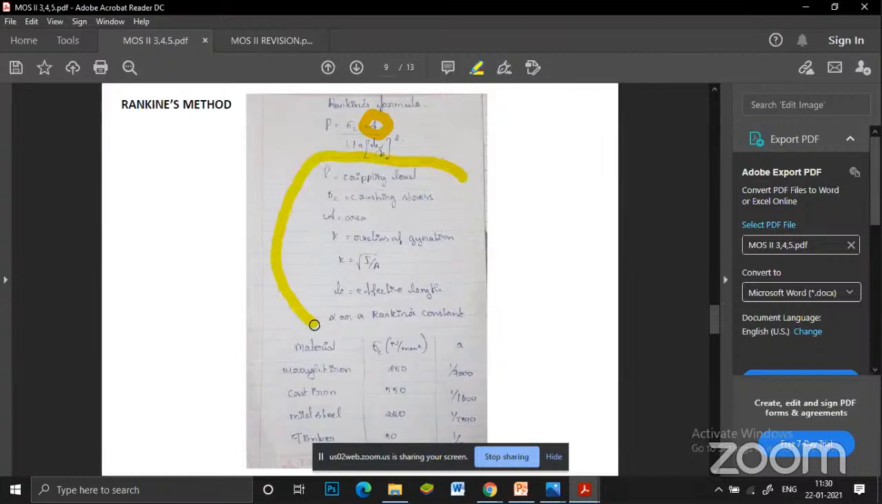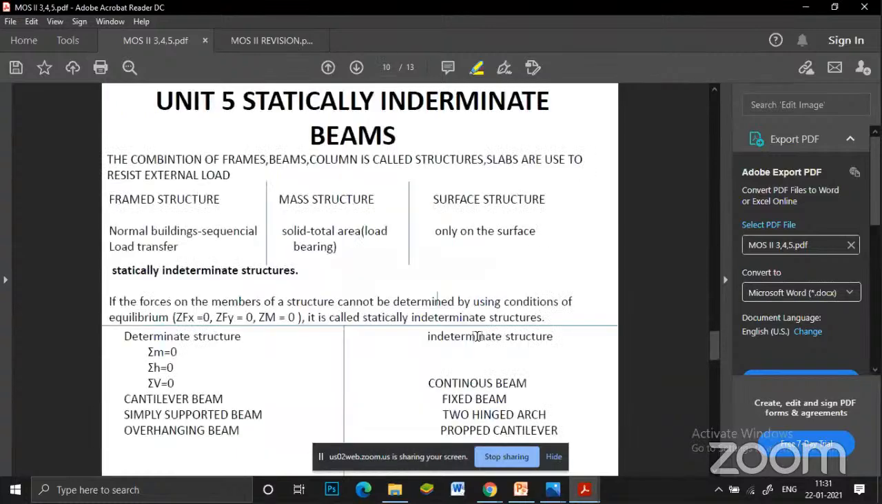So we must know all these full forms: crippling, effective, Rankine's constant. In some questions, they will give the values for Rankine's constant. In some cases, they may not give. So in those cases, you must be able to find it.